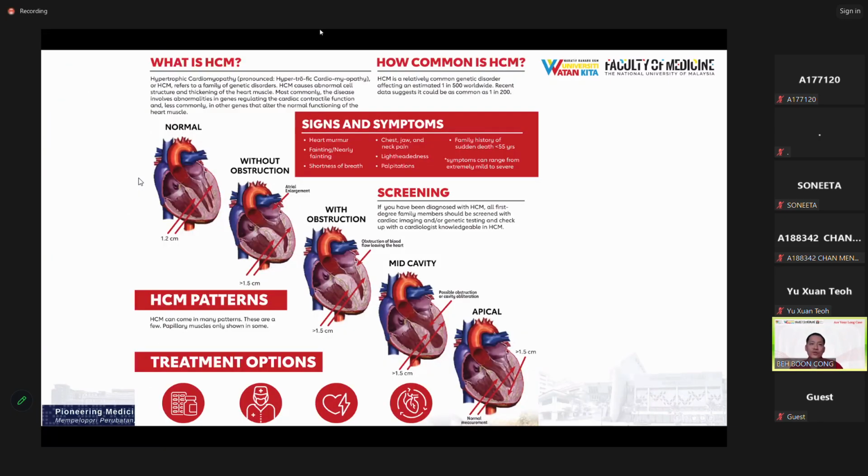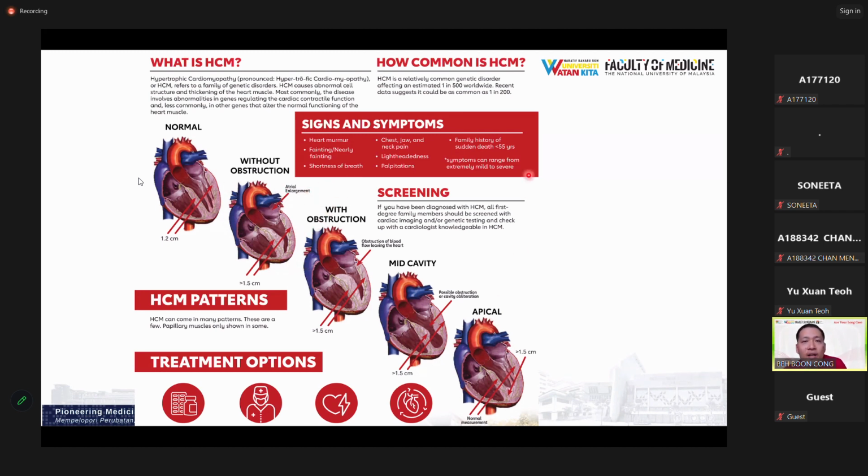Okay, so HCM can present anywhere. It can present with chest pain, heart failure, syncope, palpitation. It all depends on how they present, because everyone has a different presentation. If the patient is young and presents with syncope, with the ECG and the echo suggestive, these are the things that you need to look for.